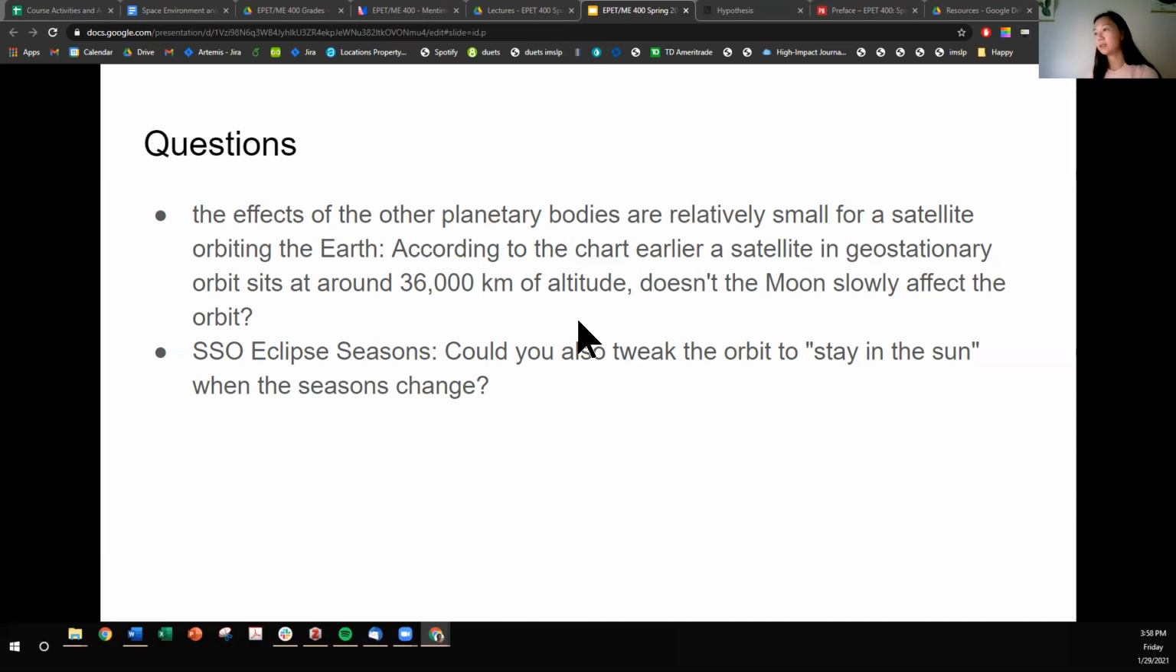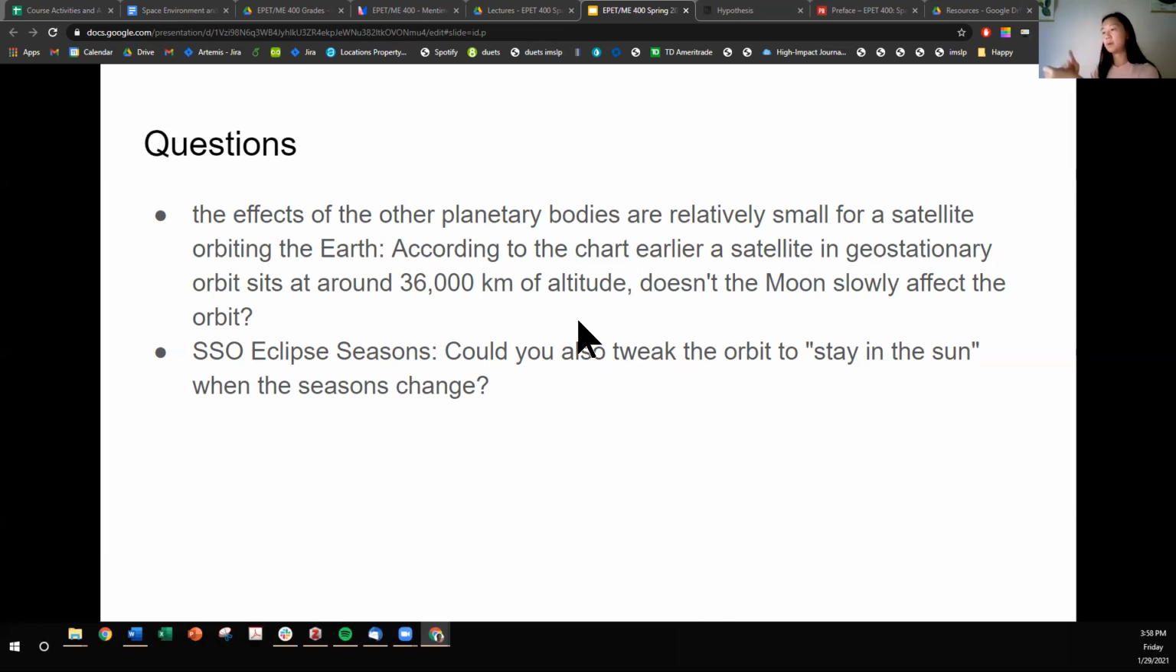And then SSO eclipse seasons. Could you also tweak the orbit to stay in the sun when the seasons change? Yes, absolutely. So there is one way of getting around eclipses. You can orbit the Earth in such a way that you are never out of the sun. So let's say the sun is over here and the Earth is here. You can orbit in a polar orbit such that you never go behind the Earth, or you never go behind the line of sight between the Earth and the sun. So you can have a polar orbit.